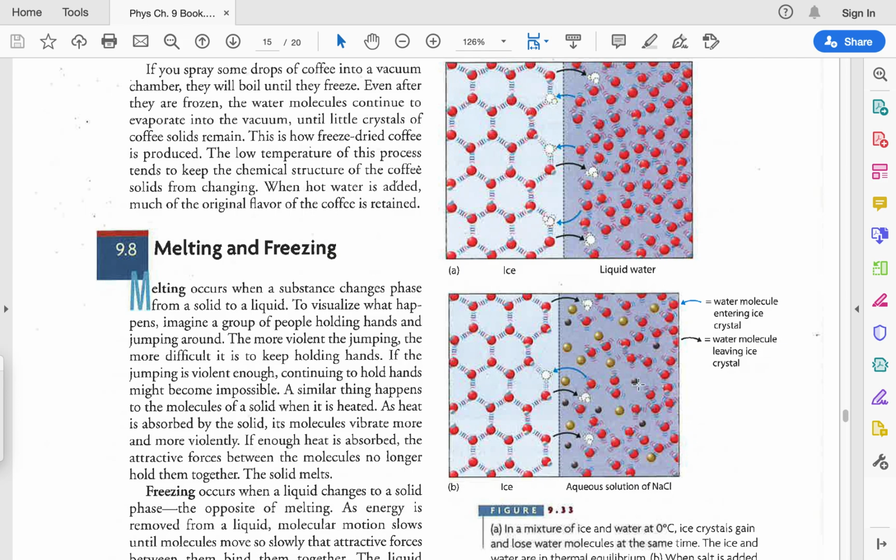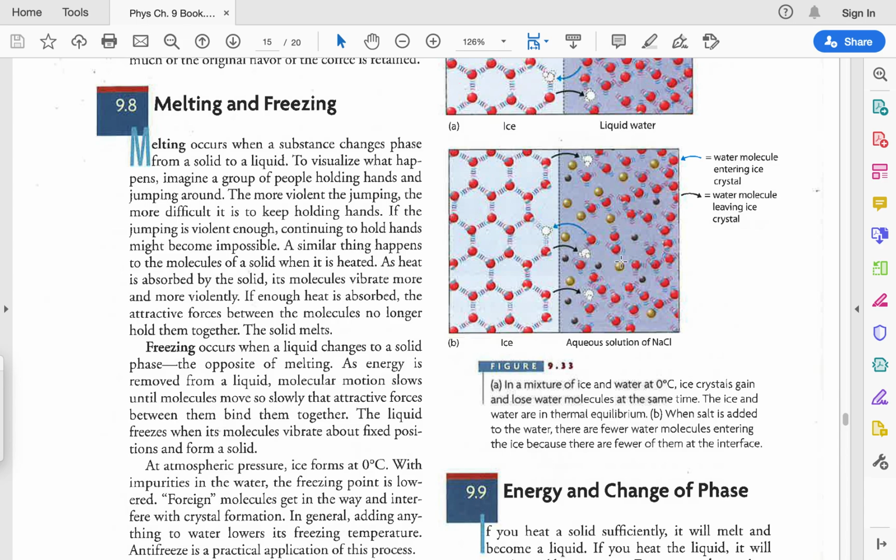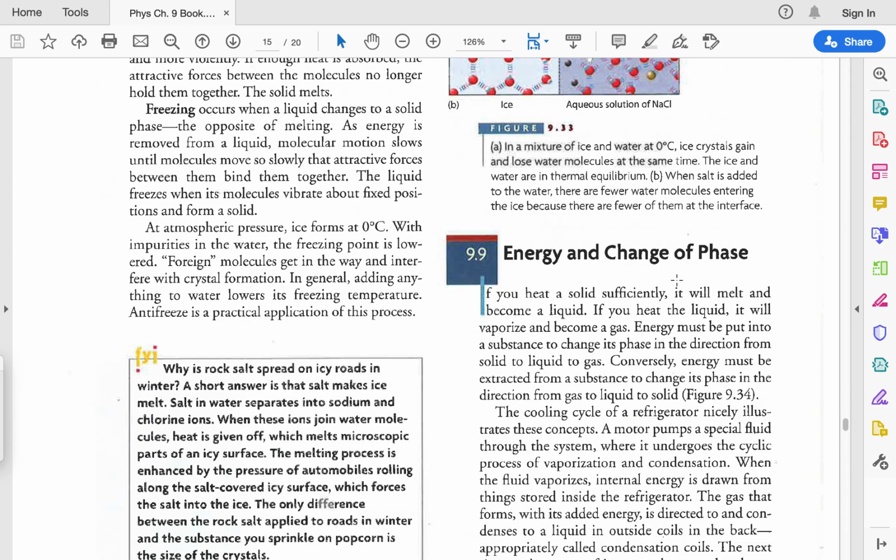Now here you're talking about an aqueous solution of NaCl, that's sodium chloride, which is basically just salt. If you have salt in water, it makes it so that its freezing point and boiling point are higher. Okay? Just by throwing in that sodium chloride with the other water molecules.